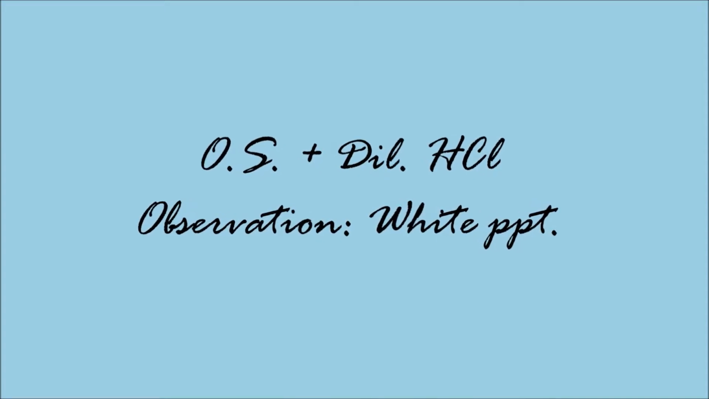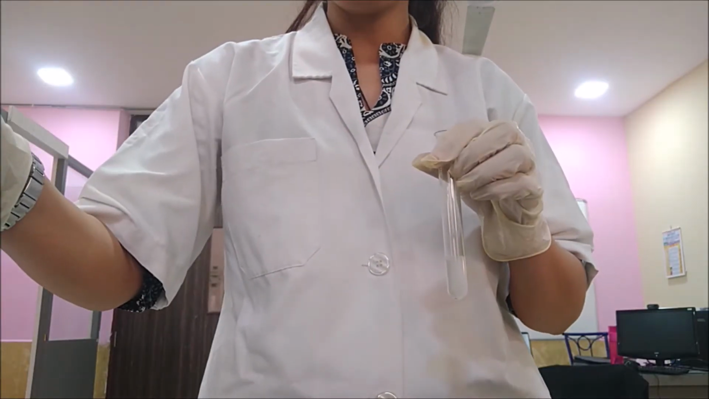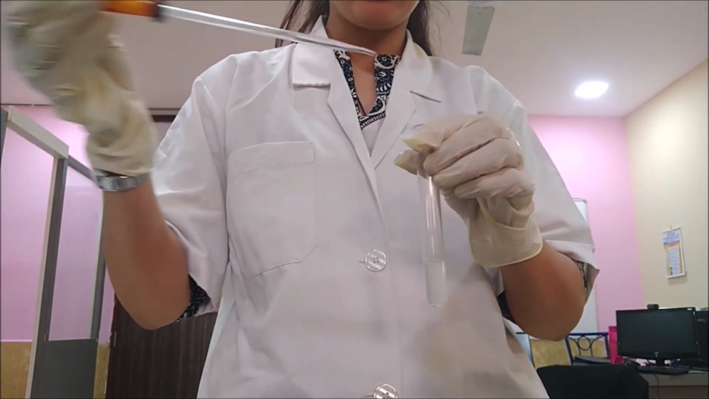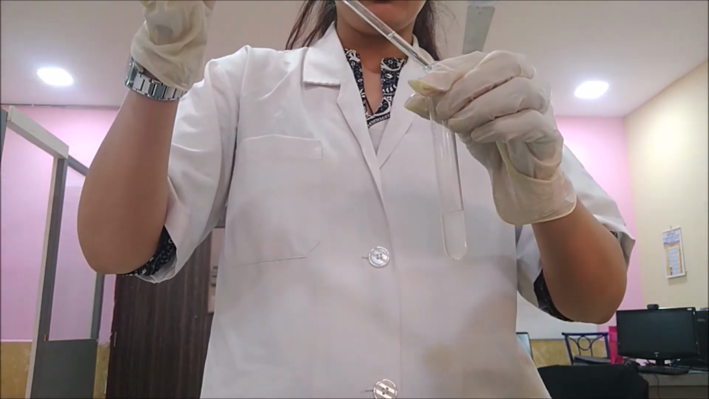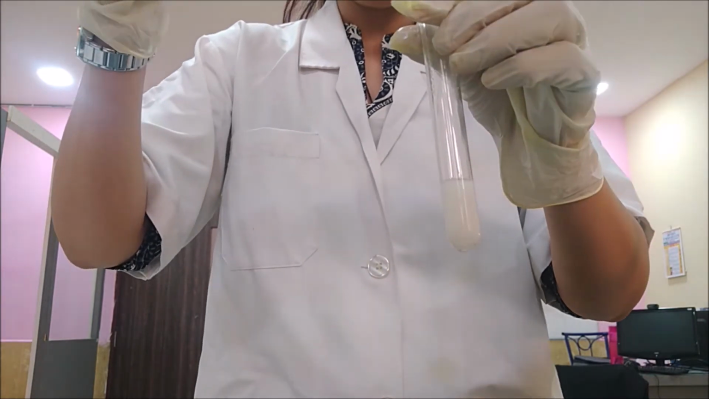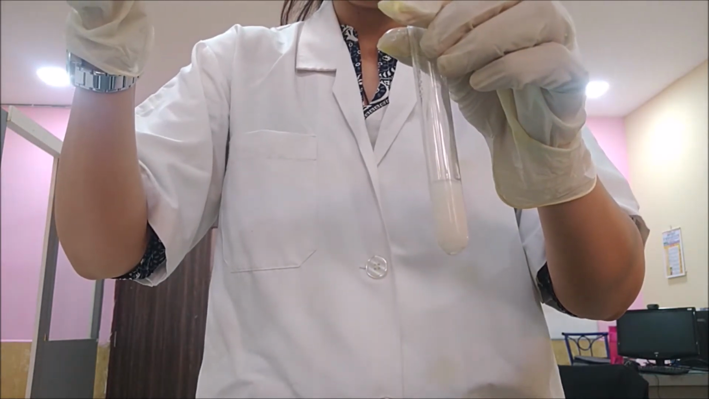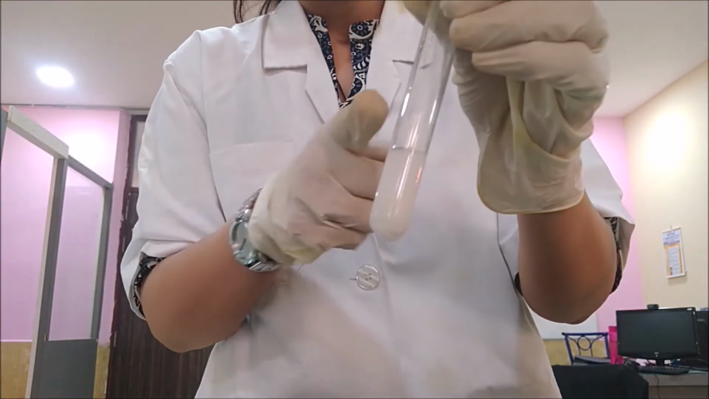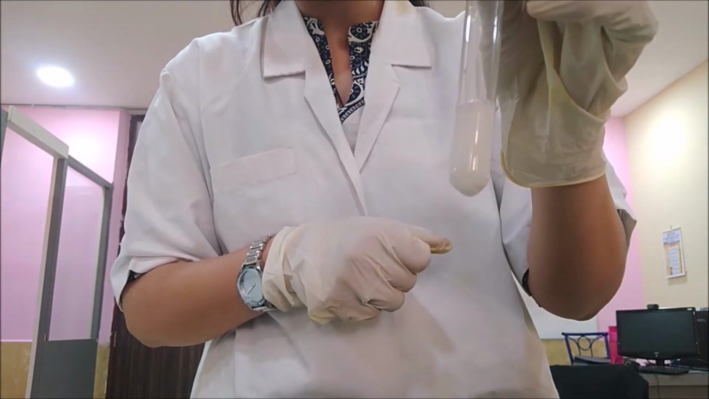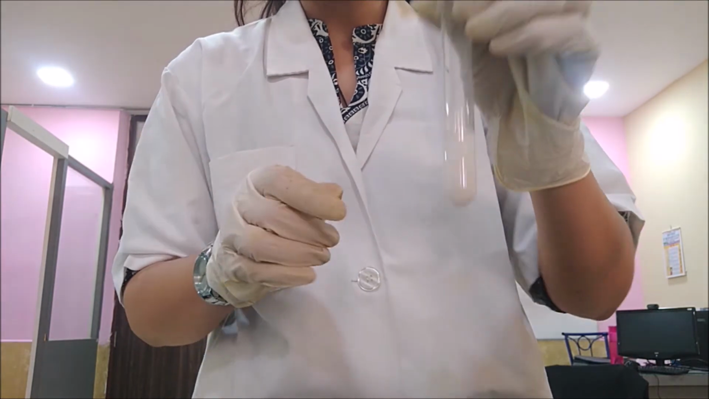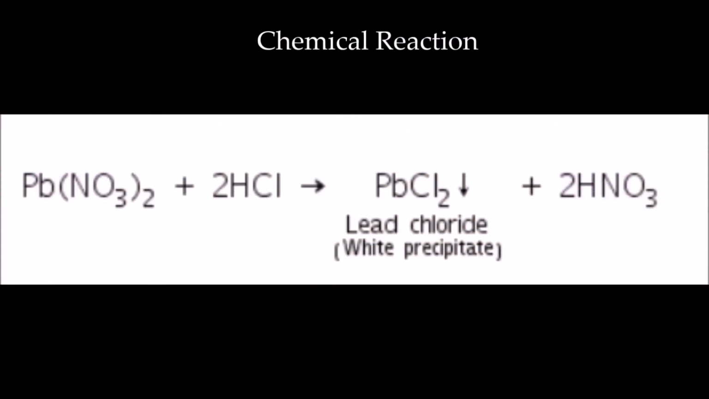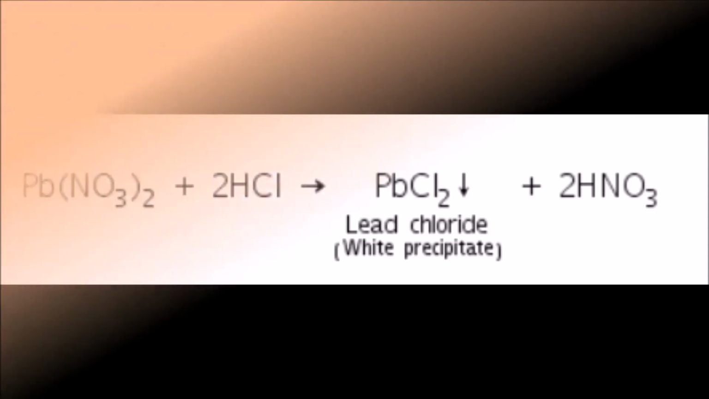First group test procedure. In this original solution, you have to add first group reagent, which is dilute hydrochloric acid. On adding dilute HCl, you can see the formation of white precipitate, which shows the presence of first group. On adding excess of HCl, you can see the formation of PbCl2.